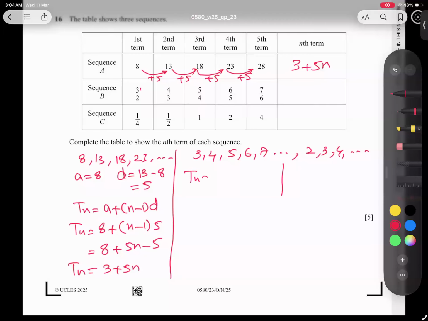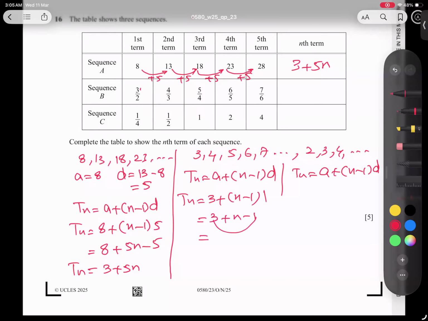I'm writing here Tn is equal to a plus n minus 1 into d. What is a? It is called the first term. Here the first term is 3. What is the common difference? 4 minus 3 is 1, 5 minus 4 is 1, 6 minus 5 is 1, so I'm writing 1. So 3 plus n minus 1, and finally 3 minus 1 becomes 2, and I get 2 plus n. This is my nth term for it.